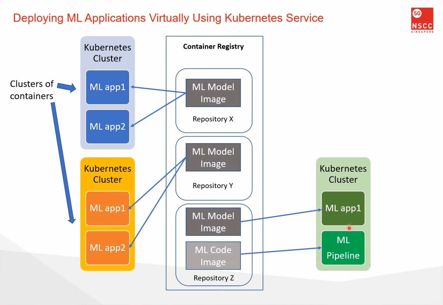And we can also have a pipeline for training. Typically the image code for the training pipeline will be different from the application code, which is mainly for inferencing, making the predictions itself. So you notice that for this Kubernetes cluster, the pipeline and also the application for making predictions are running off the same repository Z. And in repository Z, we actually have two separate images. Which image is contained in which container is all managed by the container registry.